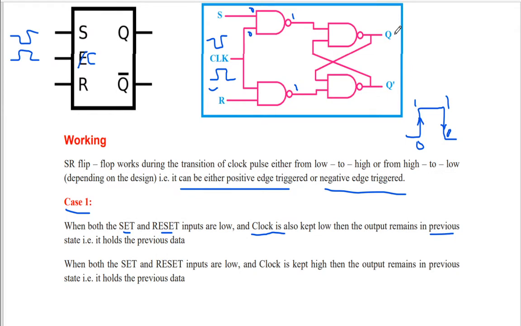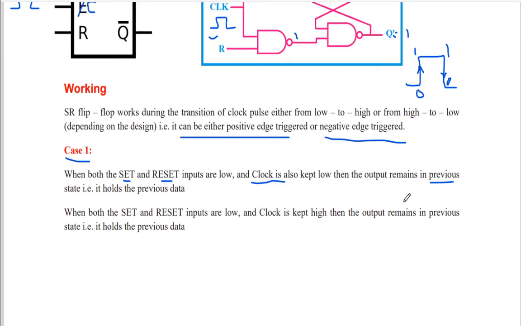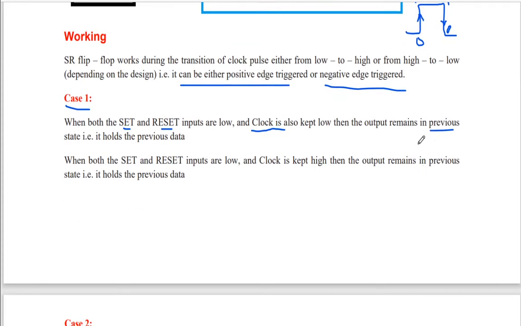That we call the previous state. Whatever value Q is holding, if the value of Q is 0, then Q bar will be holding 1. Whatever values Q and Q bar are holding, the same values will appear on the output lines. That's what we say: the state of the flip flop is the previous state, that is, it is holding the previous data.